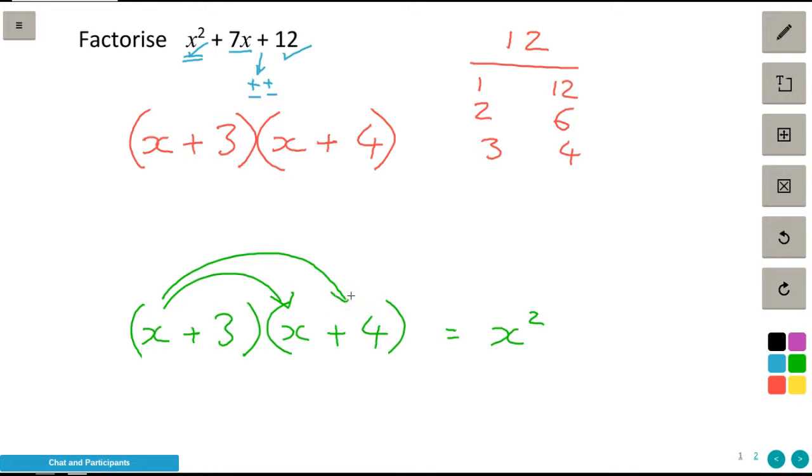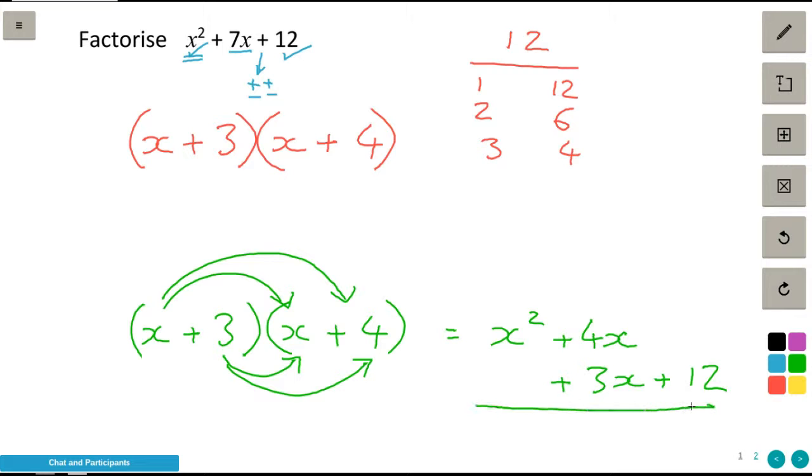We then would have done x multiplied by 4 would have given us plus 4x. Then we would have done 3 multiplied by x, which would have given us plus 3x. And finally, we would have done 3 multiplied by 4, which would have given us the plus 12. And all we can see there, just to finish that off, is if we collect our terms, then the plus 4x and the plus 3x gives us the plus 7x that we had originally.